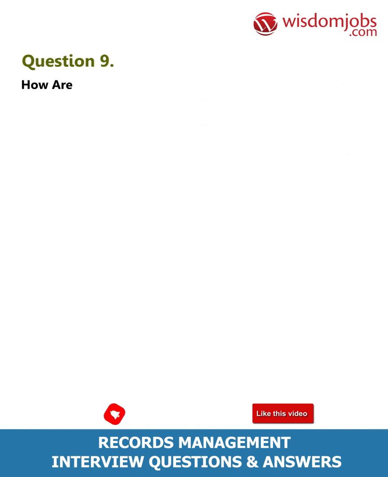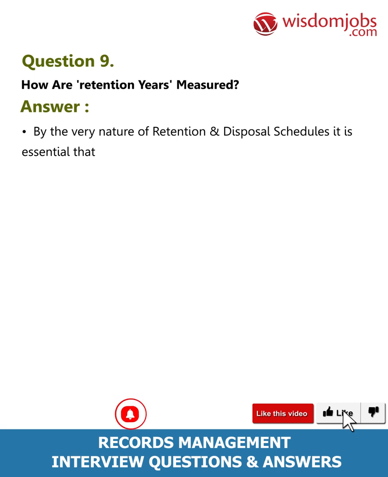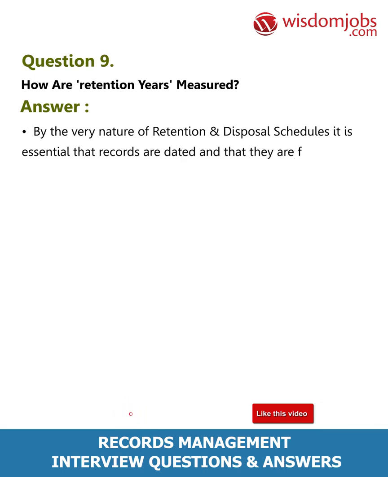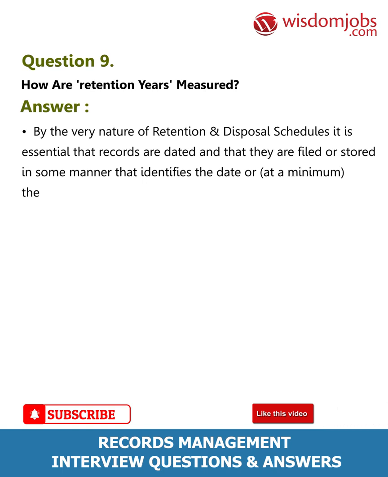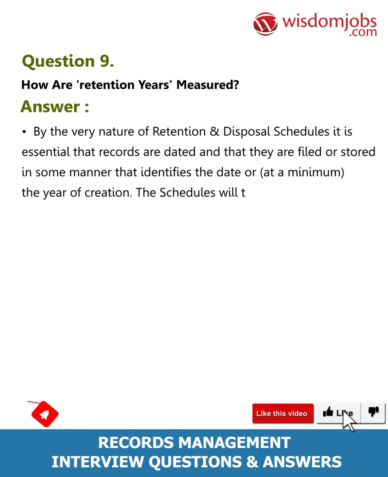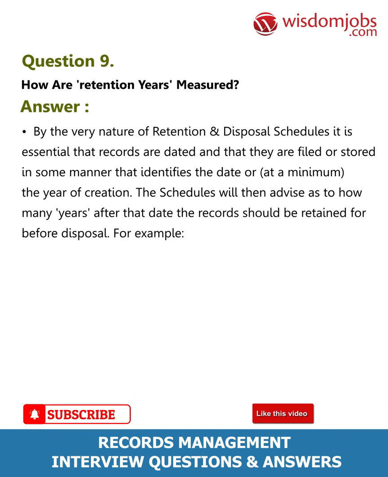By the very nature of retention and disposal schedules, it is essential that records are dated and that they are filed or stored in some manner that identifies the date or, at a minimum, the year of creation. The schedules will then advise as to how many years after that date the records should be retained for before disposal. For example, current academic year plus 5 years or life of course plus 1 year.